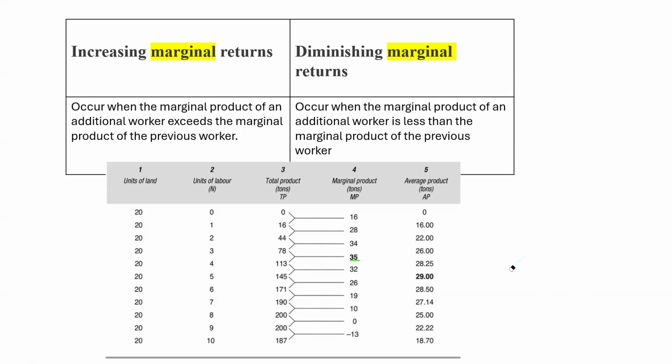So guys, increasing marginal return basically means the marginal product of the additional worker exceeds the marginal product of the previous worker. And then diminishing is where the marginal product of the additional worker is less than the marginal product of the previous worker. So now you're experiencing diminishing marginal return. Okay, let's continue.